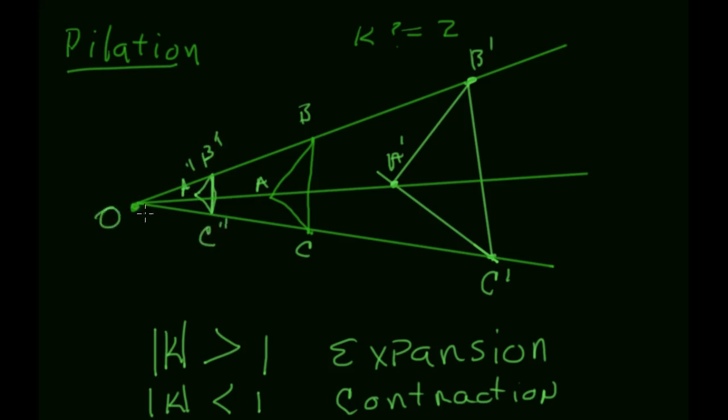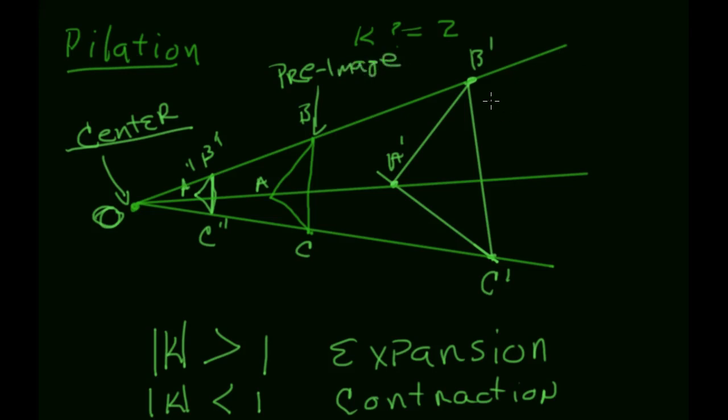I would have gotten something smaller. This point here, I'm going to call it O, is what's called the center of the dilation. This is the pre-image. We have that language from transformations. And this one out here is called the image. Now, what makes this different from the other transformations we did, translations, reflections, rotations, is that this is definitely not an isometry. These are not congruent figures.